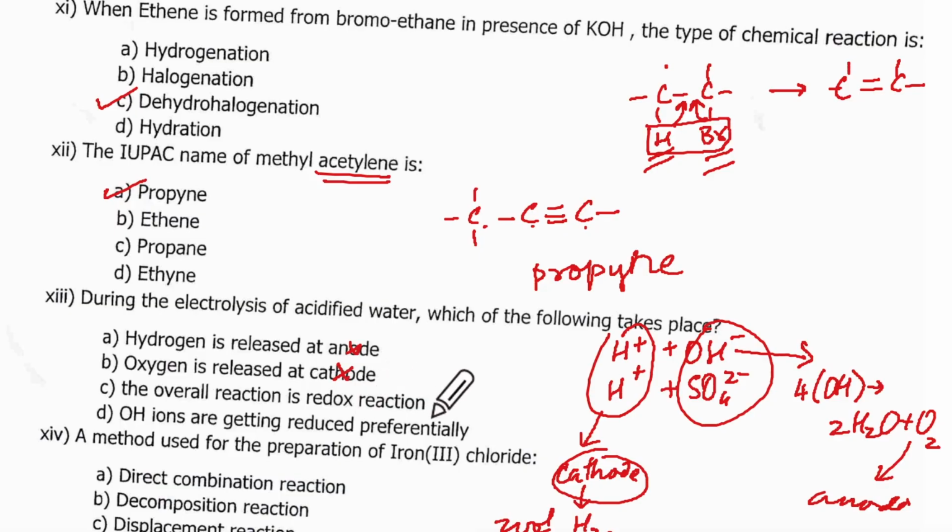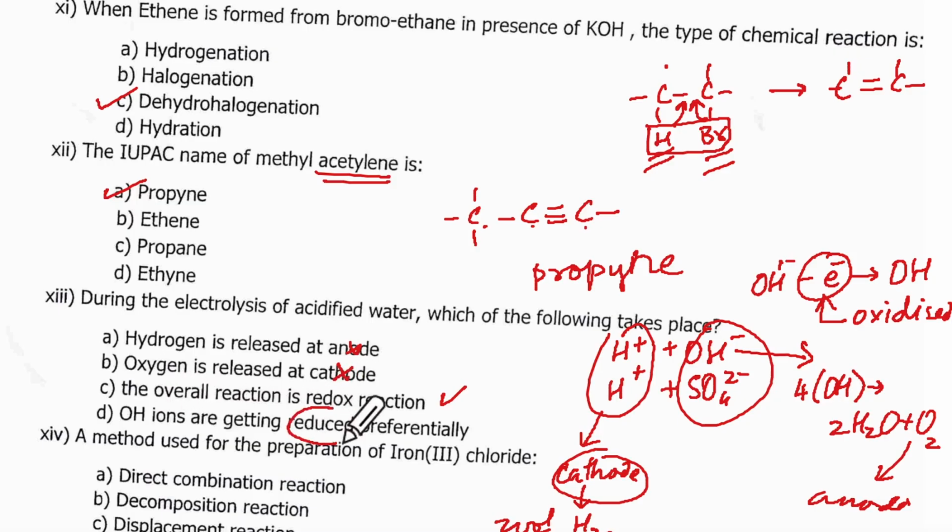Overall reaction is redox, which is correct, because this is going to gain electrons and this is going to lose electrons. So reduction and oxidation happen side by side simultaneously. So redox is correct. OH- is getting discharged preferentially. Now OH- loses an electron and becomes OH. When it loses an electron, it is oxidized.